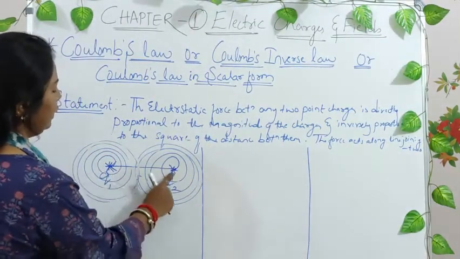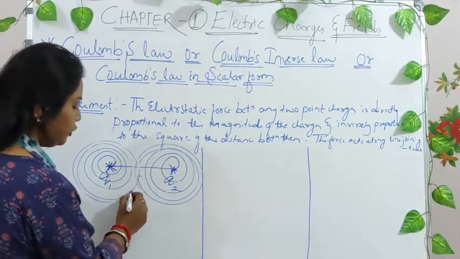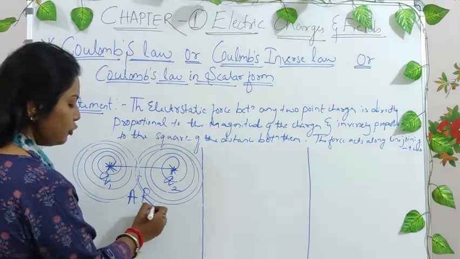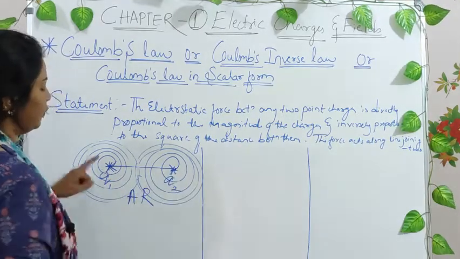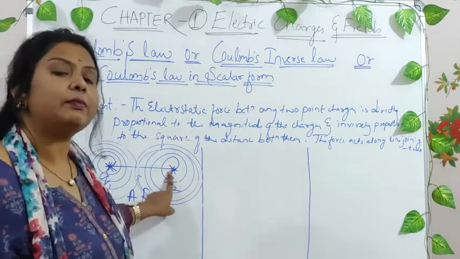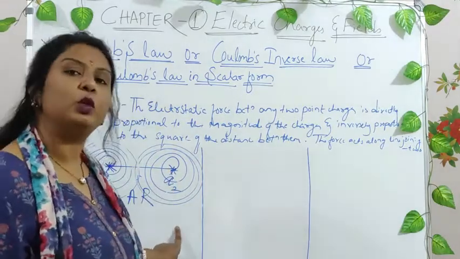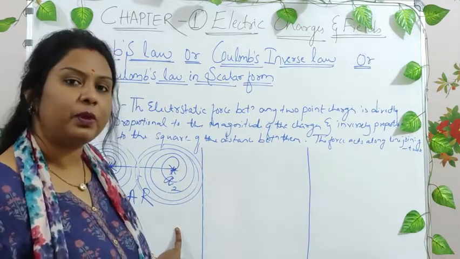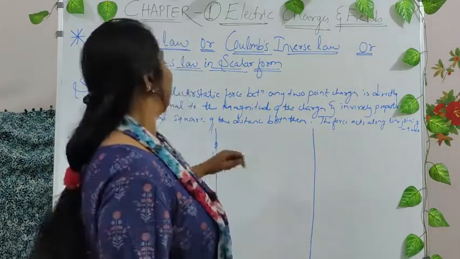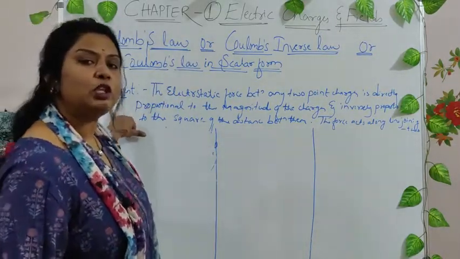What is the force between two point charges, whether it is an attractive force or a repulsive force, is explained by Coulomb's law. Is this clear? Now let us learn Coulomb's law. What does the statement of Coulomb's law say?